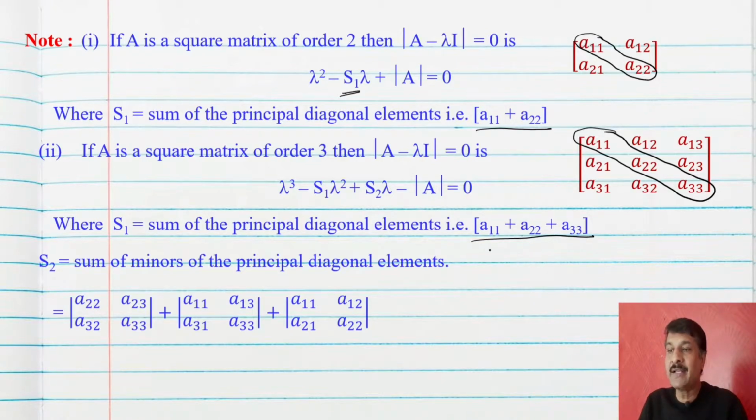And S2 is the sum of the minors of the principal diagonal elements. Principal diagonal element means this A11. So what is the minor of this? Delete this row and this column. So I get the determinant of A22, A23, A32, A33. Similarly, the others: A11, A13, A31, A33, and the minor of the last element A33, deleting this row and this column, I get the determinant of A11, A12, A21, A22. So you find this S2, and you know how to find the determinant of a matrix. Then by using this, it is easy to find the characteristic equation. After that you have to solve this characteristic equation and find its roots, and these roots are known as the eigenvalues of matrix A.